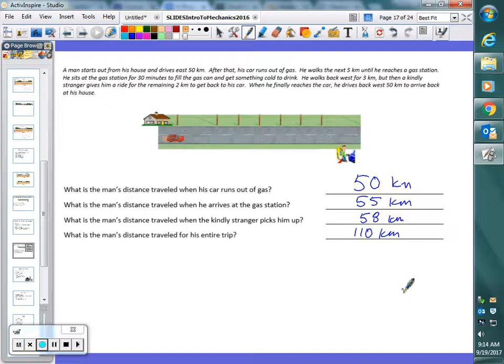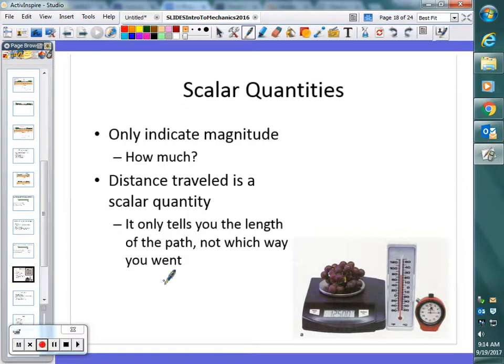What else is different about my recording or my measurements of distance traveled versus displacement? They did get bigger every time. Distance traveled is always going to get bigger. What else? Is there any direction up there? Does it matter what direction we're going before we're talking about distance? No. Distance traveled is our first example of a scalar quantity. Okay?